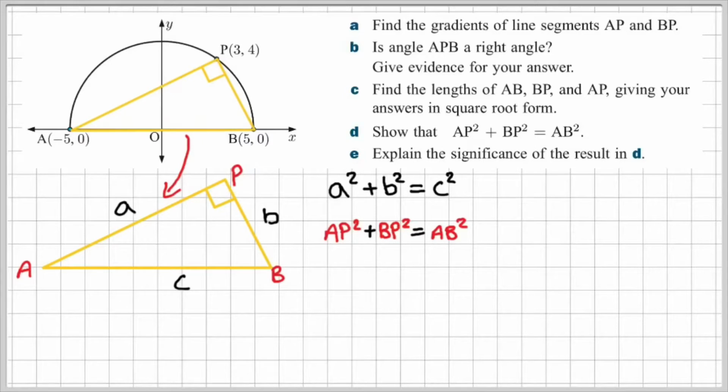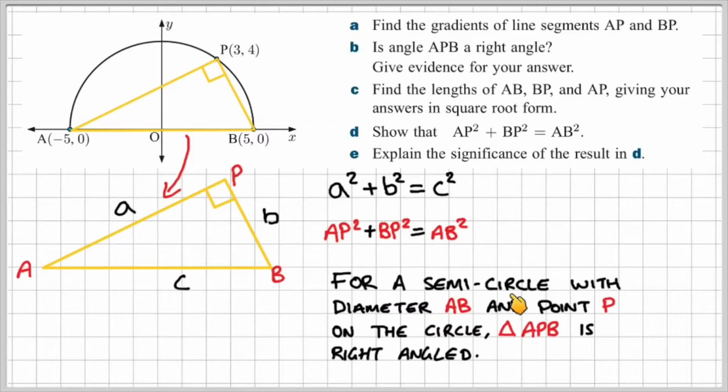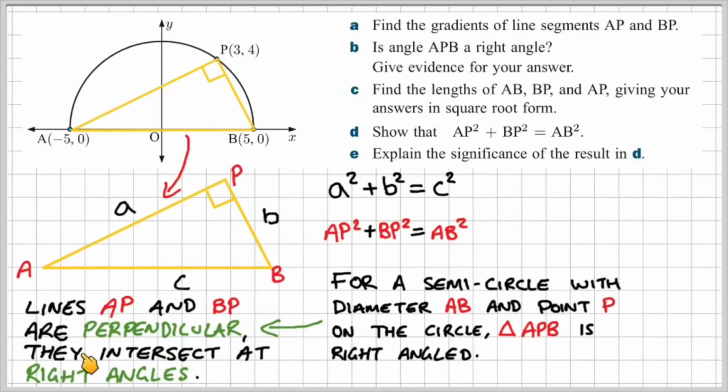Part E asks to explain the significance of the result in D. So why is this important? For a semicircle with the diameter AB and point P on the circle, the triangle APB is right angled. So here's our diameter, and that's a point on the circumference. That's going to make a right angled triangle. That's actually one of the circle theorems that we'll cover in another video. And we know from part B as well that AP and BP are perpendicular, they intersect at right angles.